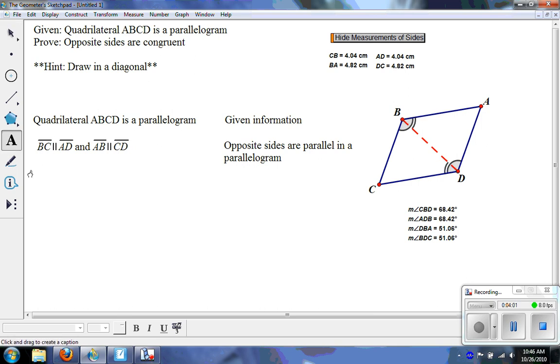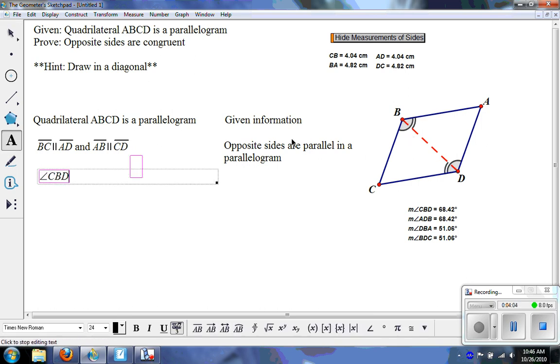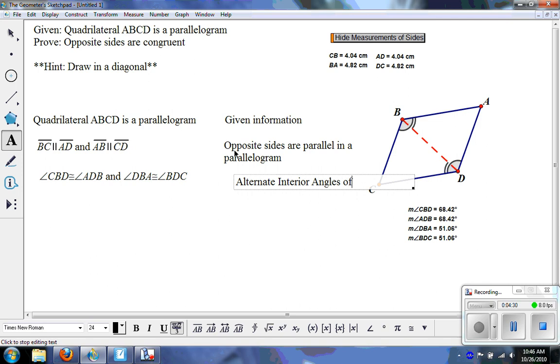So my next piece of information is recognizing that angle CBD is congruent to ADB, and that ABD, or DBA, is congruent to CDB. And my reasoning is that alternate interior angles formed by parallel lines cut by a transversal are congruent.